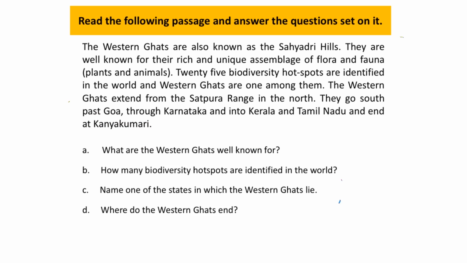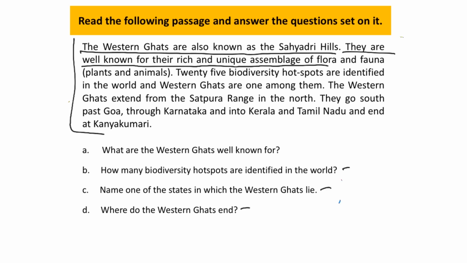What are Western Ghats well known for? So, what is it famous for? How many biodiversity hotspots are identified in the world? Name one of the states in which the Western Ghats lie. Where do the Western Ghats end? These four questions are related to this particular paragraph. Let's see. The Western Ghats are also known as the Sahyadri Hills. They are well known for their rich and unique assemblage of flora and fauna.